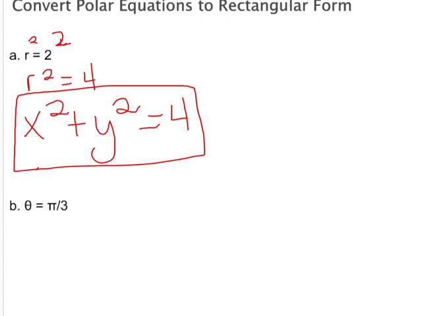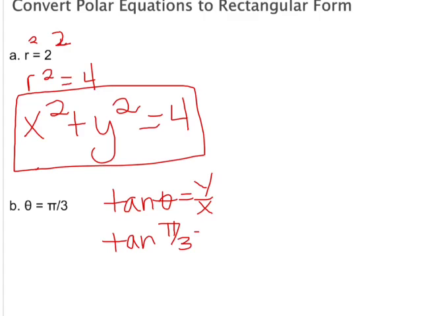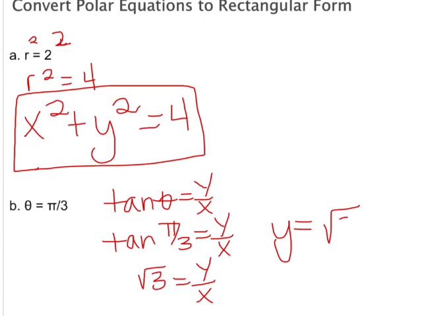Okay, and then here we have theta equals pi over 3. If the angle remains pi over 3, that basically means we have a line through pi over 3, so we should get a linear equation here. Now, the only thing we know about theta is that the tangent of theta equals y over x. So what we can do is we can say the tangent of pi over 3 equals y over x. Well, what is the tangent of pi over 3? The tangent of pi over 3 is radical 3. So we know radical 3 equals y over x. And then if we multiply that x over, we have y equals the square root of 3 times x. And there's our linear equation.